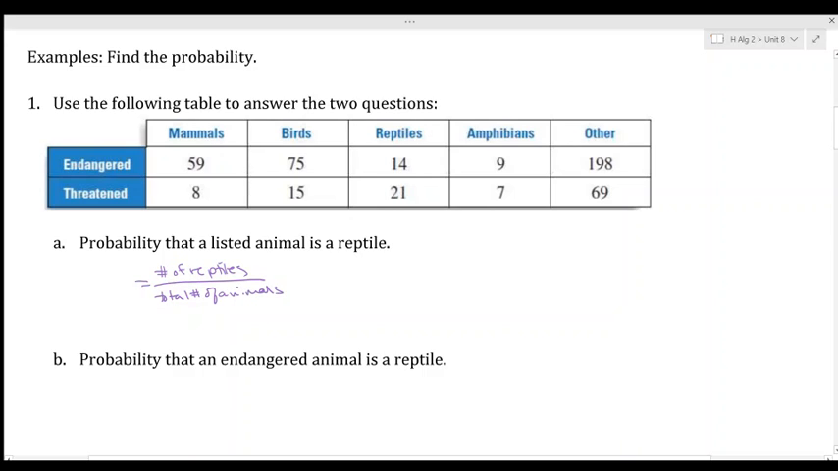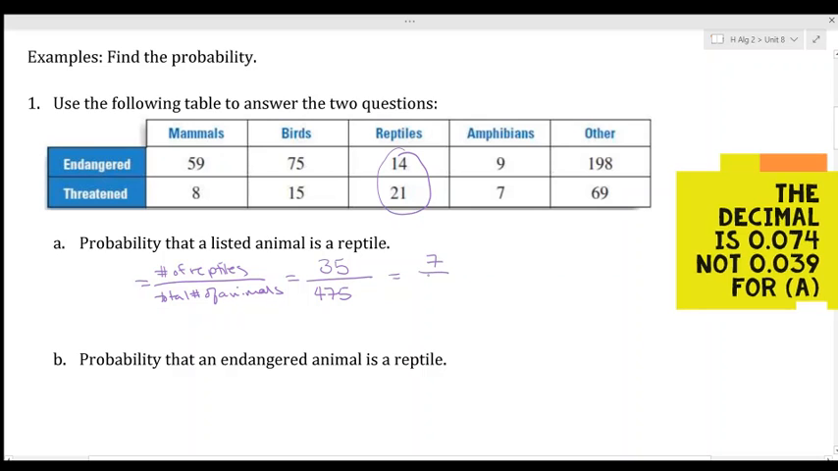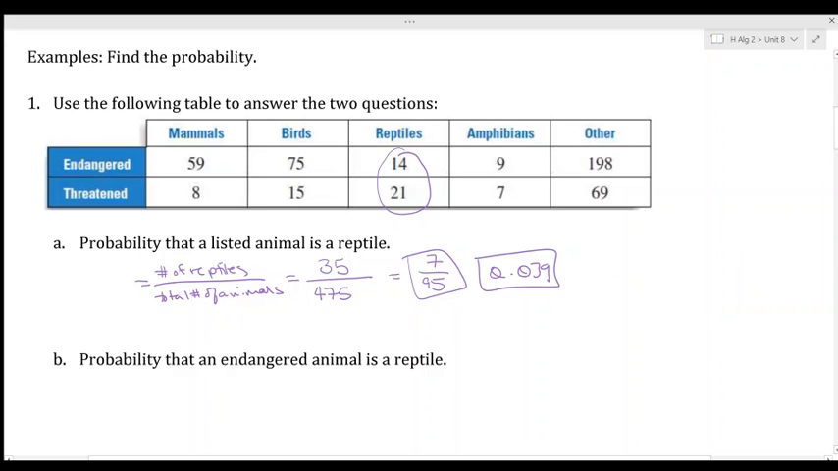Now, I'm not going to make you count and do some mathy math. The total number of animals is 475. The total number of reptiles is what you're going to add. You're going to add this column together, 14 plus 21, and that gives us 35 for our top. When we reduce this, you can either write it as a fraction, which is 7 over 95, or a decimal, which is 0.074. Either of those is fine.